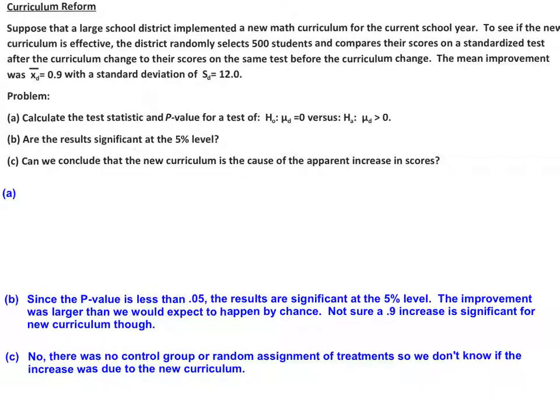Here's another one. This one does not take you through the full 4-step, it just basically takes you through the do.